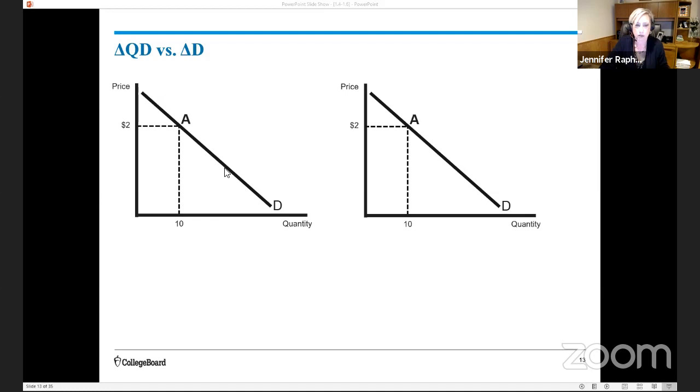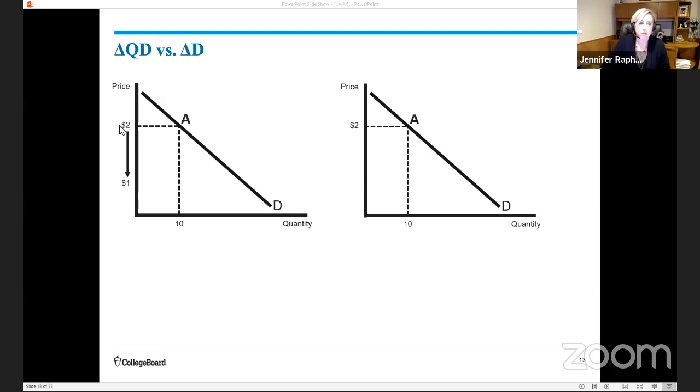We have that downward sloping demand curve showing the inverse relationship between price and quantity demanded. So right now, the price is $2 and we read from the vertical axis to the demand curve to find that the quantity demanded at a price of $2 is 10. All right, so now let's apply a change.